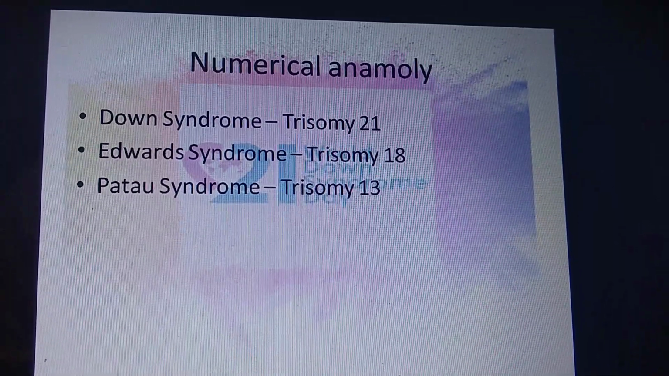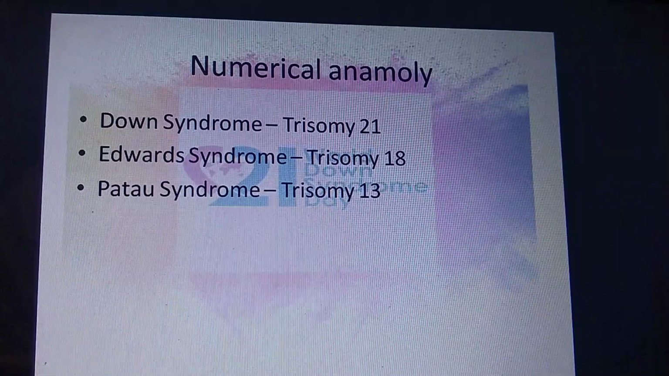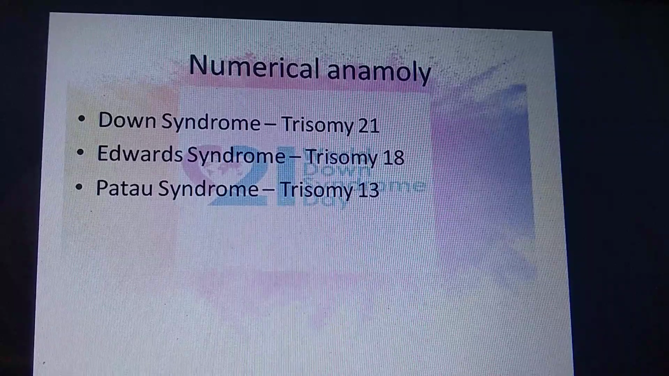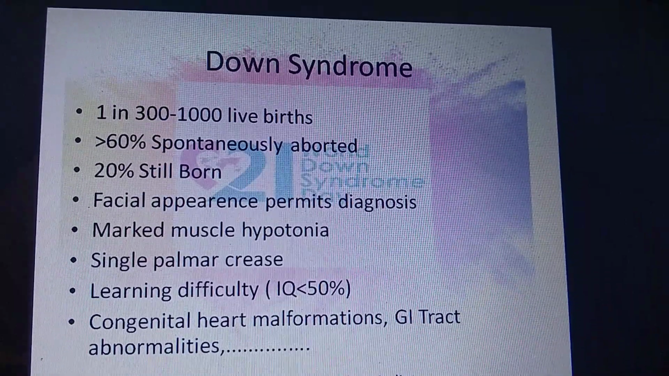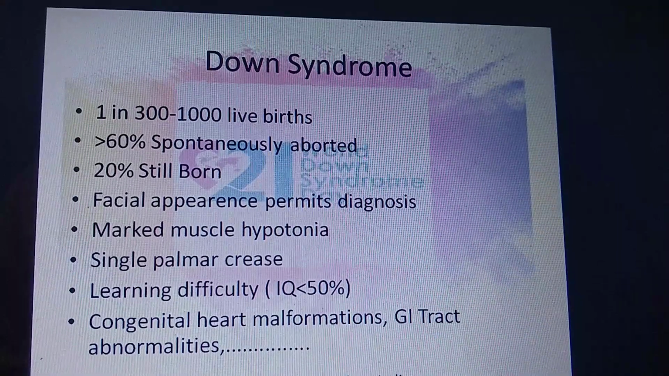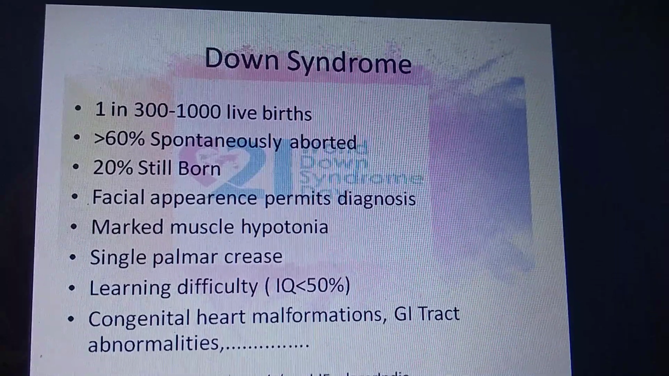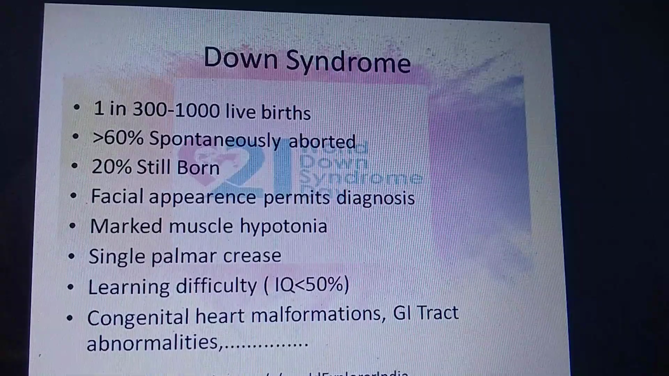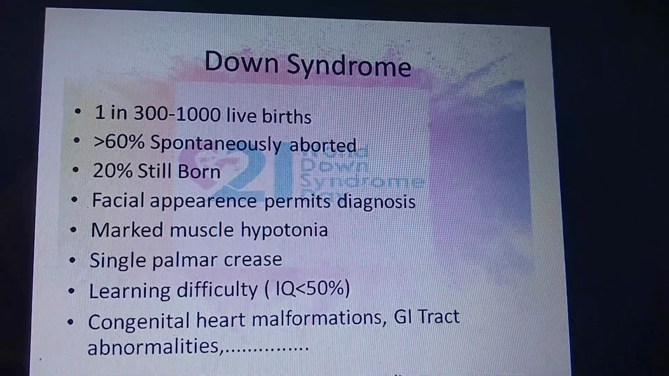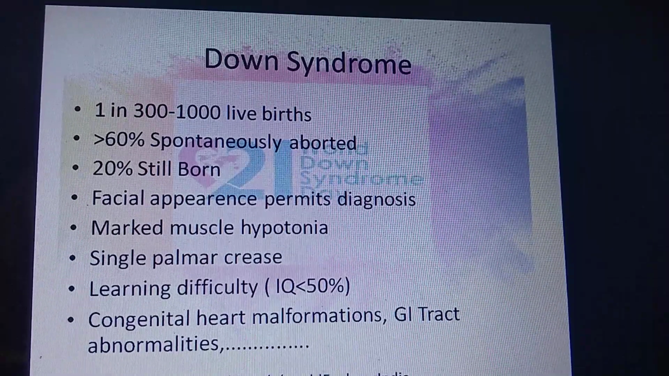Down syndrome is a numerical anomaly. It is called trisomy 21. There are other numerical anomalies such as Edwards syndrome, trisomy 18, and Patau syndrome, trisomy 13. Down syndrome is seen in 1 in 300 to 1000 live births. Usually greater than 60% of babies with Down syndrome will get spontaneously aborted and 20% become stillborn.